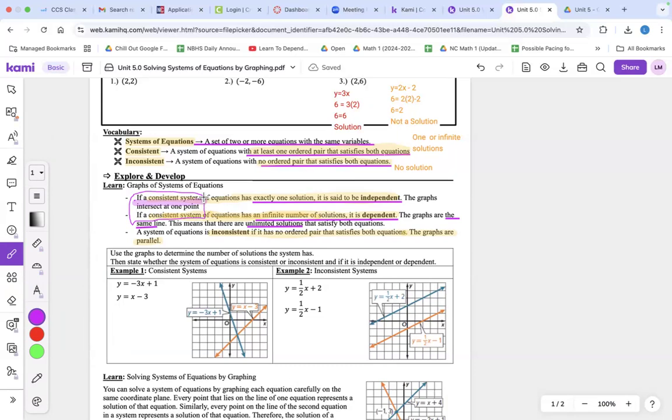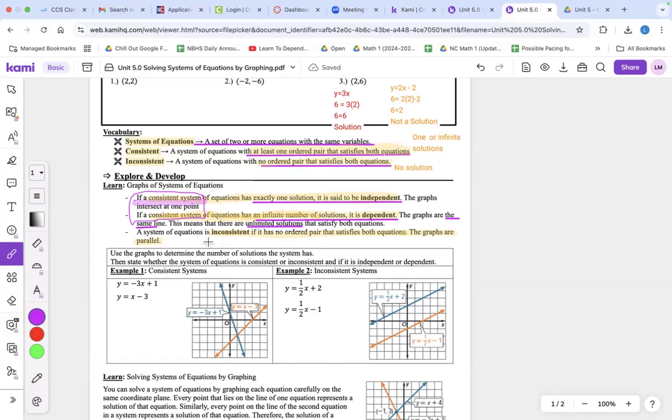All of this is about consistent. Your consistent is either independent, meaning you have one solution, kind of like a parent. They are independent. One solution, they can go to themselves for what they need. Or it is infinite, meaning dependent, meaning you have many solutions. So you are the dependent. There are a lot of different people that you can go to ask questions, get answers.